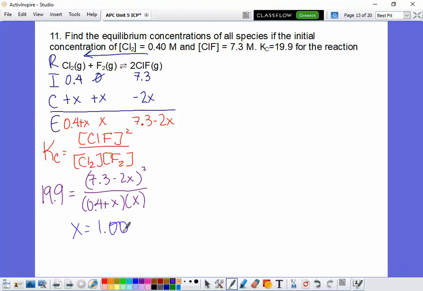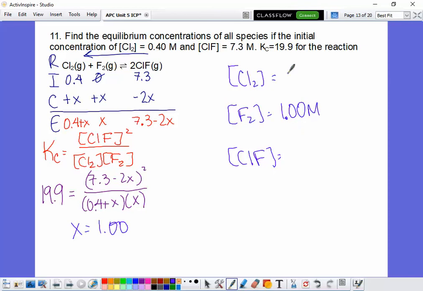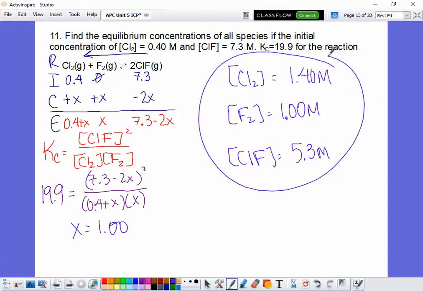So, my equilibrium concentrations of everything are: F2 is going to be 1.00 molar, right? What is Cl2? And ClF? 5.3? Good, we can do math. Cool? We're going to stop there for today. Control your excitement.